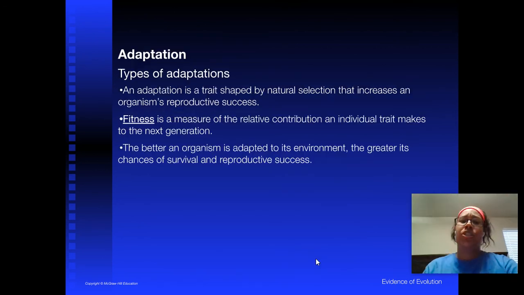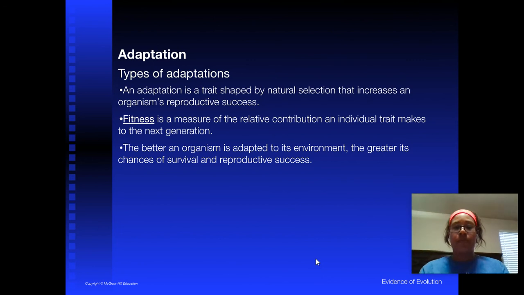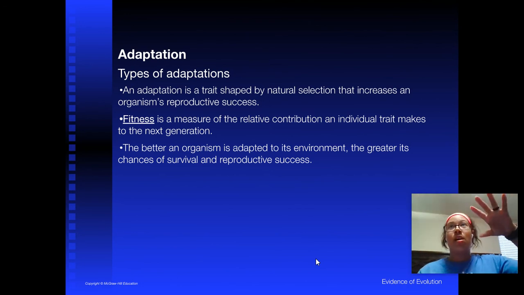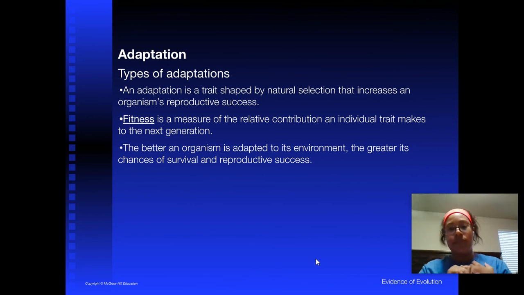All right, adaptations. So let's talk about one thing, which is fitness. Fitness is going to be what makes an individual capable of surviving and therefore reproducing. So fitness is not going to be the strongest. Even though you hear it's survival of the fittest, it's not survival of the strongest. It's the one that is going to have the most likelihood to survive, therefore reproduce.